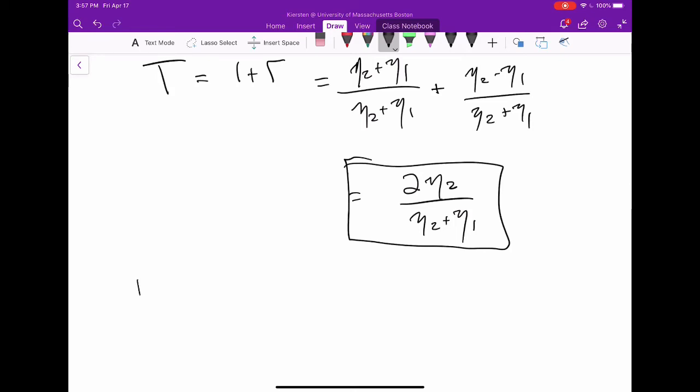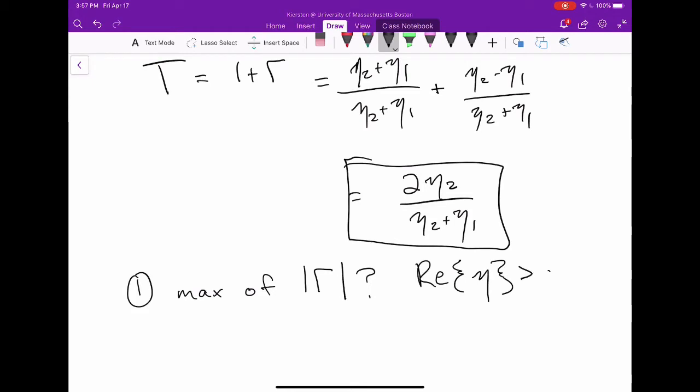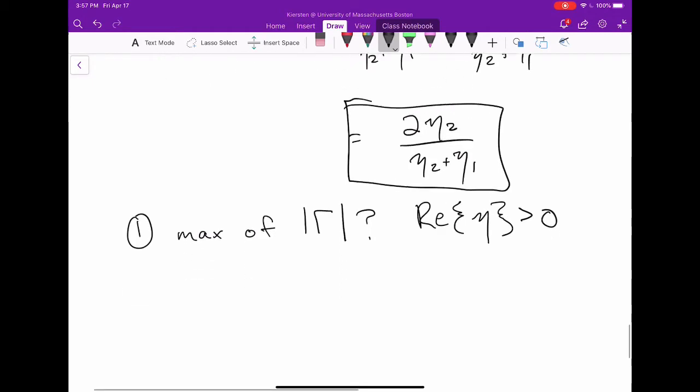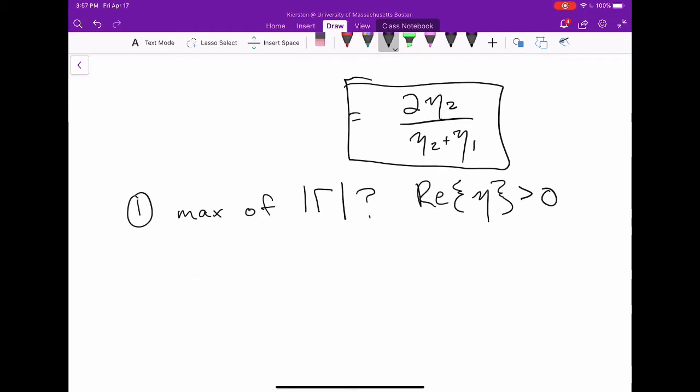First of all, what is the max value of the magnitude of the reflection coefficient? If we assume that the real part of these intrinsic impedances are greater than 0, which is true for passive media.